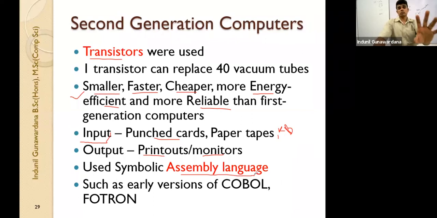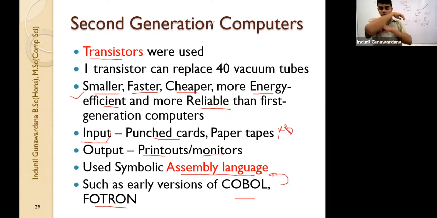That was the language to drive or to run the second generation computers. Some of the assembly-based languages are COBOL and Fortran. These languages are based on assembly. Assembly is the main family. So this is what the second generation languages are. So remember that they are going to be based on transistor technology. That's the idea.